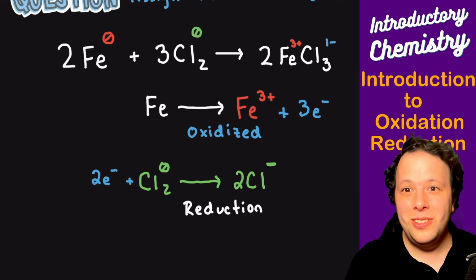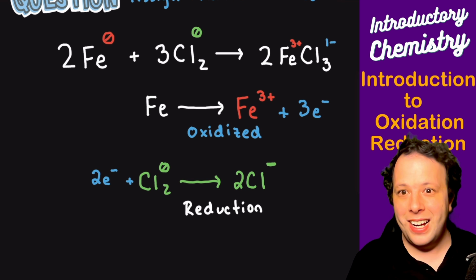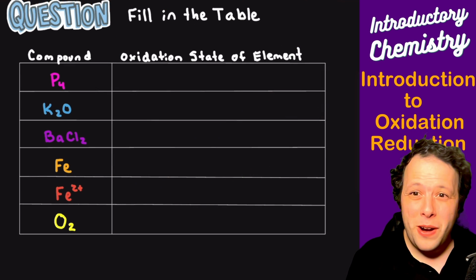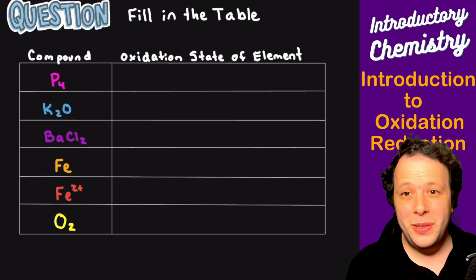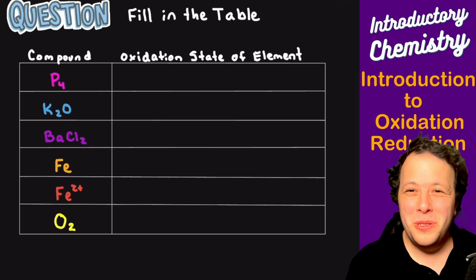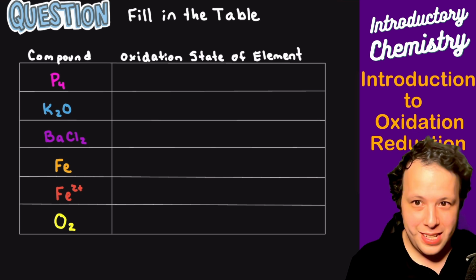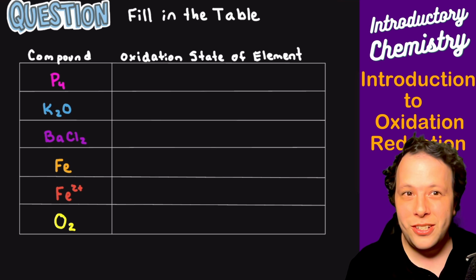Now, let's look at practicing assigning oxidation states. When you're practicing these, sometimes you might have to fill in a table just like the one here, which is all about whether you can quickly assign these, because you want it to be second nature to you.